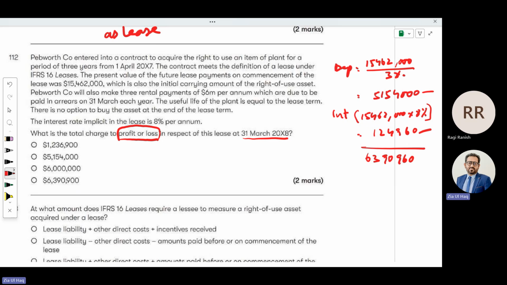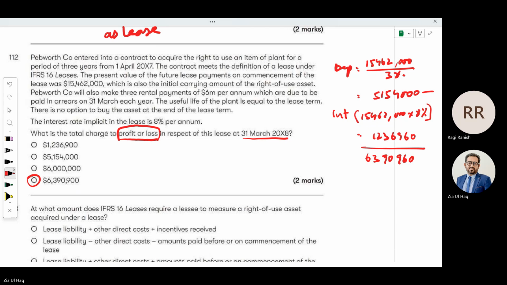Yes, it's 1, 2, 3, 6, 9, 6, 0. Yeah, that's 1, 2, 3, 6,960. Is that both together 6390960? Yes. So which option? Not A, not B, not C. Option D.